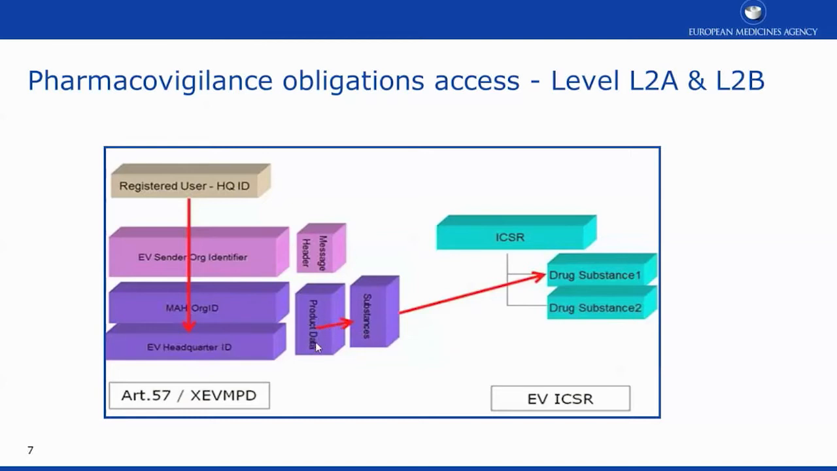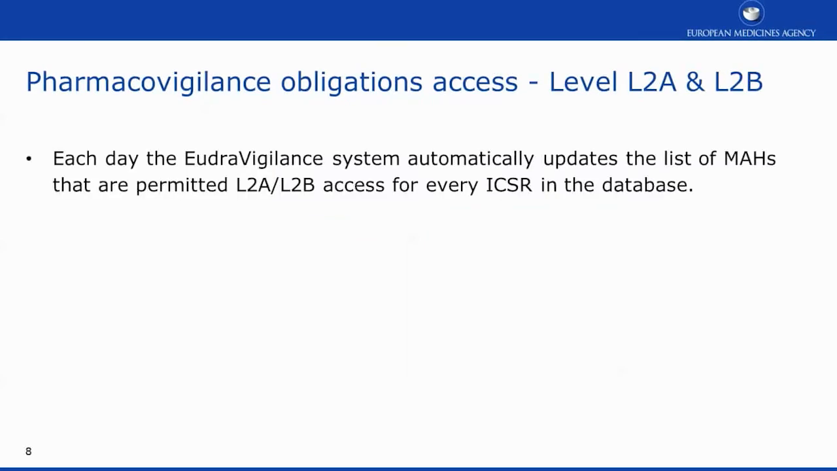The linkage is through the product information and the substances contained within the product. This information is used to find ISSRs that have suspected or interacting drugs that contain the same substance. The information in the ISSR has to go through a recoding process to be able to be identified against which EVMPD entries it is associated. Each day, the EVWEB system automatically updates the list of marketing authorization holders that are permitted L2A or L2B access for each of the ISSRs in the database.